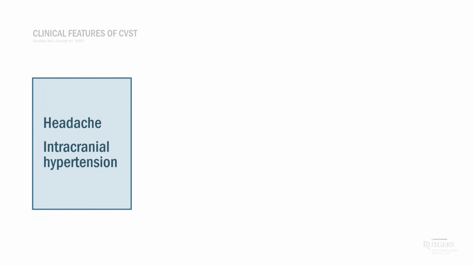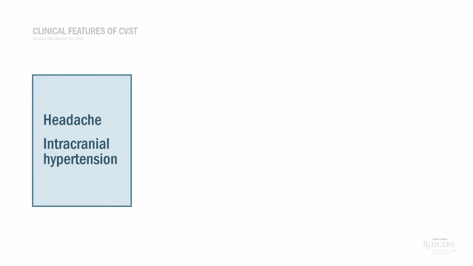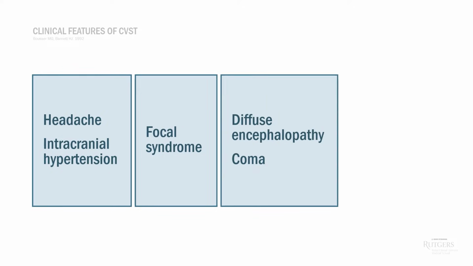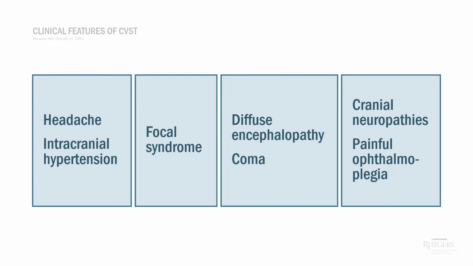To elaborate, cerebral venous sinus thrombosis really presents as 4 distinct entities. Headache with or without symptoms of intracranial hypertension, the most common presentation. Focal syndrome with neurological deficits and perhaps seizures. Diffuse encephalopathy or coma. And cranial neuropathies and painful ophthalmoplegia, especially with transverse sigmoid and cavernous sinus thrombosis.